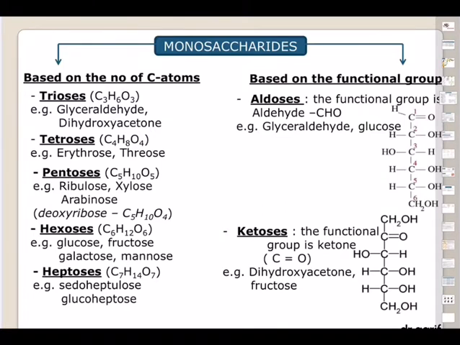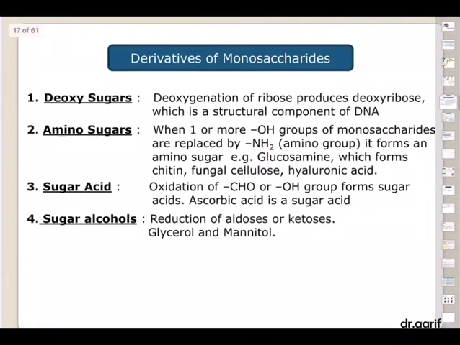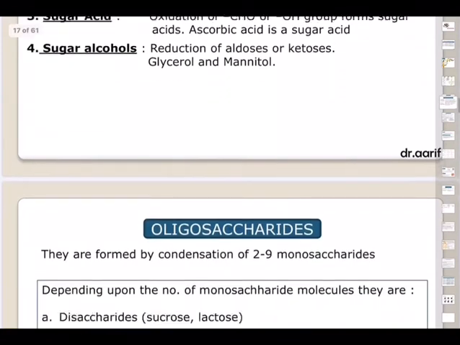If aldehyde is present as a functional group in a monosaccharide, you can see glyceraldehyde. Glycerin plus aldehyde, glyceraldehyde. Glucose, you can see the structure. And when we are having this molecular formula and structural formula, you can write like this. Count the carbon numbers from top to bottom: 1, 2, 3, 4, 5, 6. And you can see the functional group CHO. And ketones, CO group you can see here, C double bond O, ketone group. Then we say dihydroxyacetone. And derivatives: deoxy sugars, amino sugars, sugar acids, where oxidation takes place, and sugar alcohols, by reduction of aldoses and ketones.